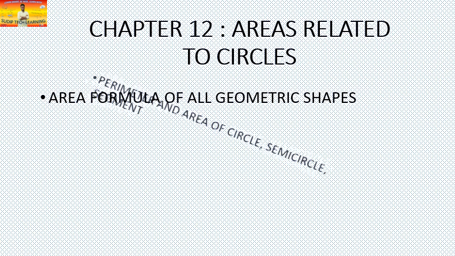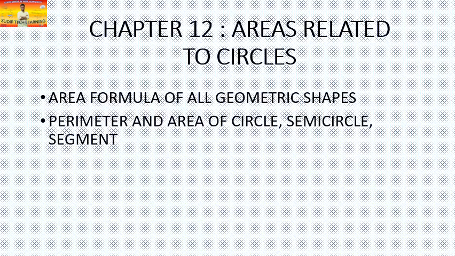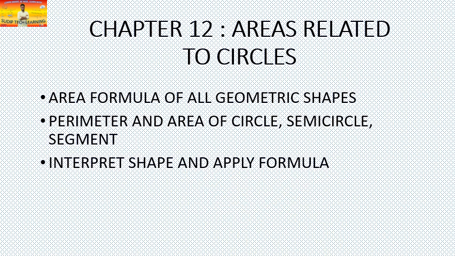If not all, then some important shapes like square, rectangle, trapezium, rhombus, parallelogram. Of these, you have to know the area formulas. Also the perimeter and area of a circle, semicircle and segment of a circle. These are all the areas and parameters related to a circle. So everything mentioned in this chapter, you have to learn.